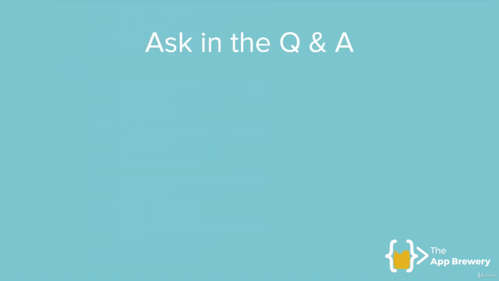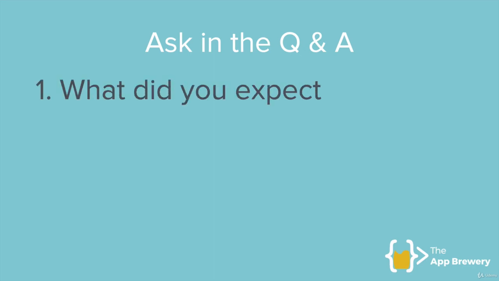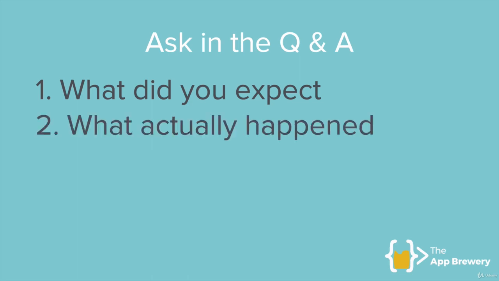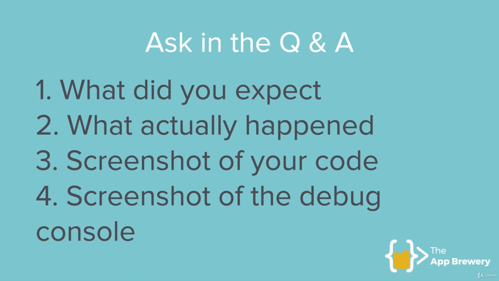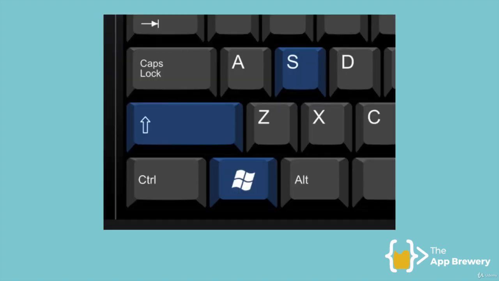Now, when you're asking questions in the Q&A, the way to get the most helpful responses and solutions is by following a 4-step approach. Firstly, tell us, myself and other students, what did you expect to happen? Then what actually happened? Then include a screenshot of all of your code that corresponds to this situation, and then include a screenshot of the debug console that includes any errors, if there were any errors or if your app has crashed.